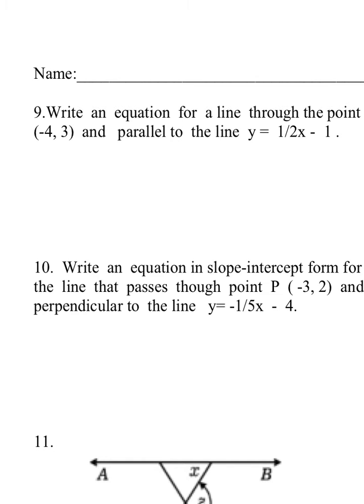All right, here we are on page 2. Write an equation for a line through the point (-4, 3) and parallel to y equals 1/2 x minus 1. So no matter which way you do it, there's two things you need to write an equation. You need a point and a slope. Okay? The point is going to be (-4, 3). The slope is going to be parallel to 1/2 x minus 1, so 1/2.